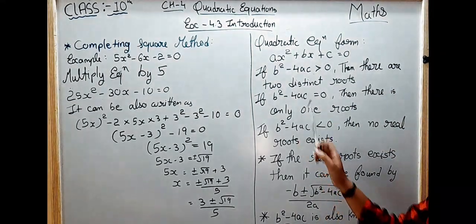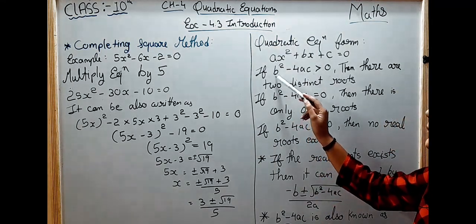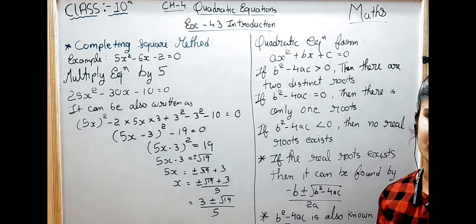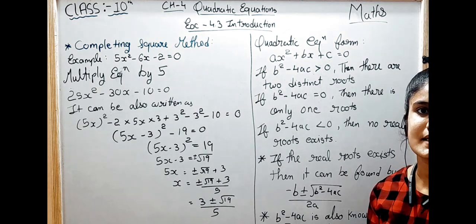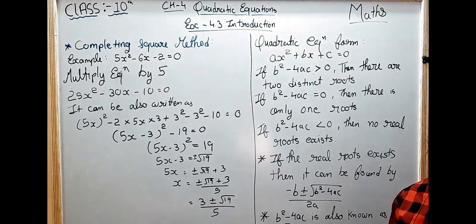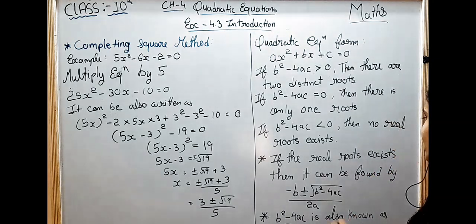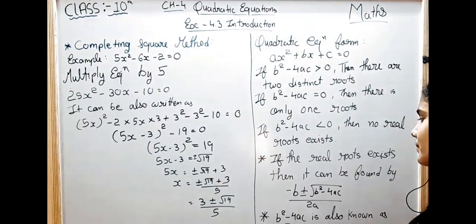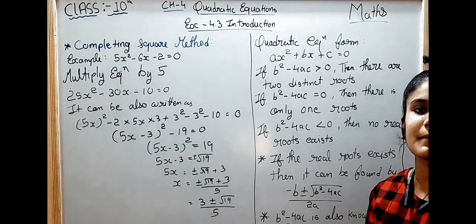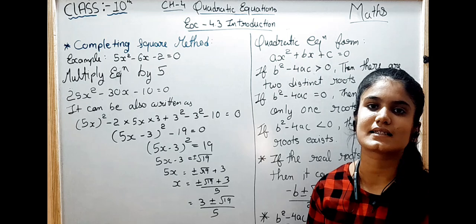Standard quadratic equation form is ax square plus bx plus c is equal to 0. If b square minus 4ac is greater than 0, then there are two distinct roots. If b square minus 4ac is equal to 0, there is a single root. And if b square minus 4ac is less than 0, then no real root exists. If the real root exists, then it can be found by the formula minus b plus or minus under root b square minus 4ac upon 2a. In that, b square minus 4ac is known as the discriminant.